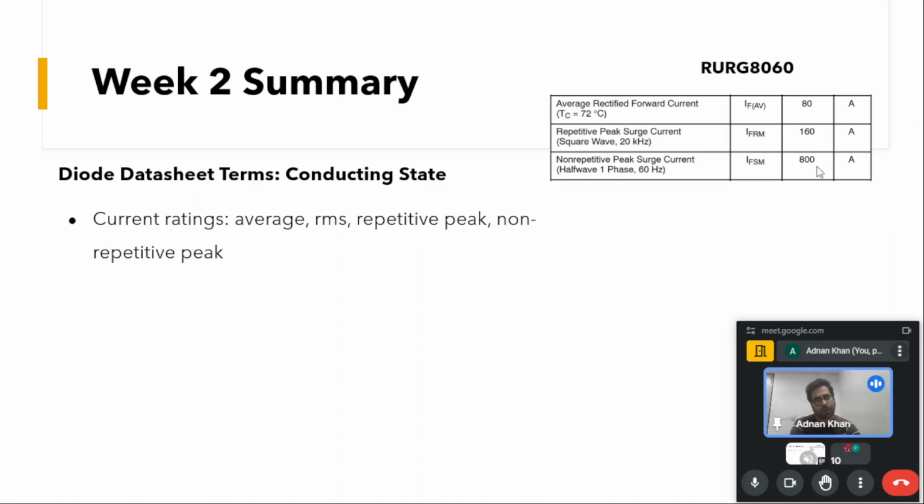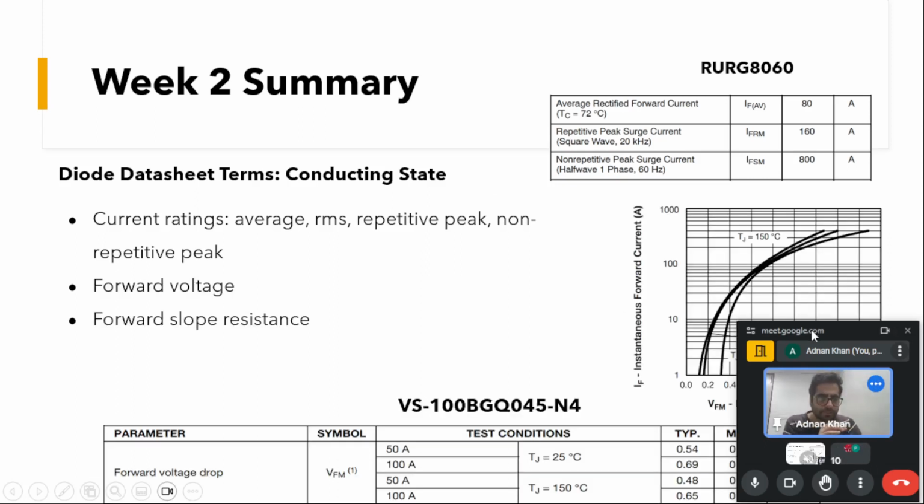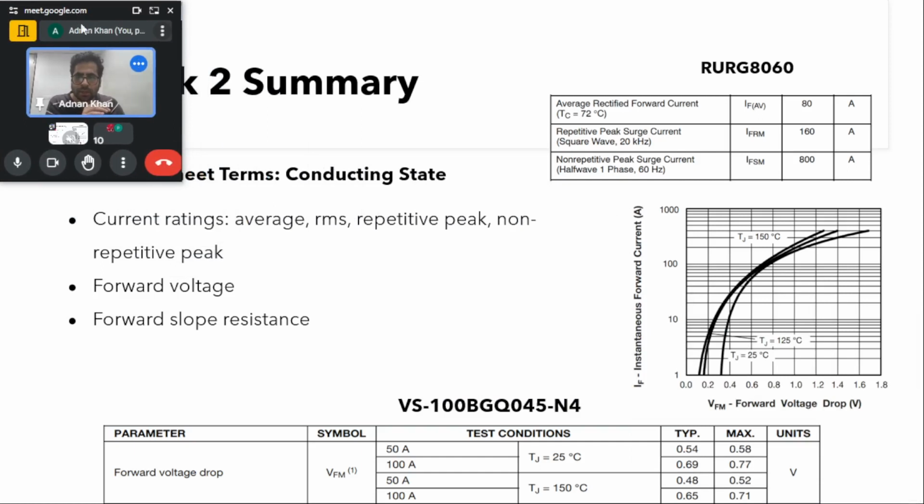Also, if you see the data sheet of this device, it can handle a peak surge of up to 800 amps without getting damaged. But this amount of high current shouldn't flow through the device for a long period of time, because then there will be a lot of heat generation, and that can eventually damage our device. This was about forward conducting, and in the forward conduction mode there will be some forward voltage drop associated with the device.